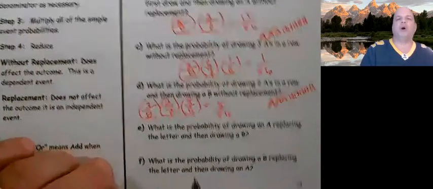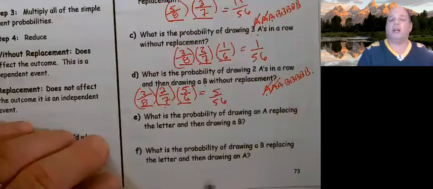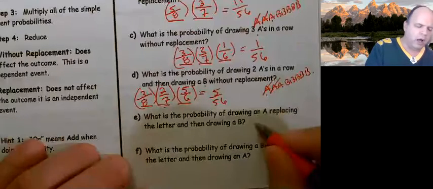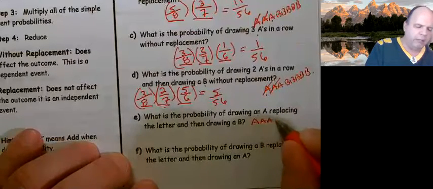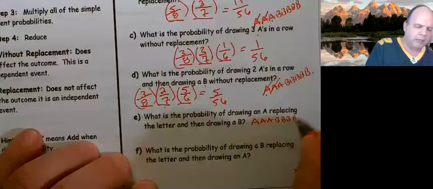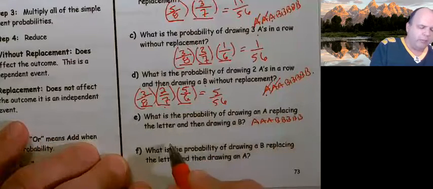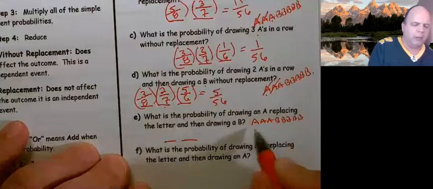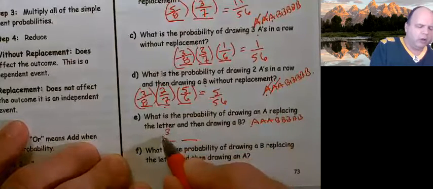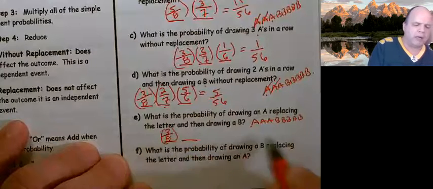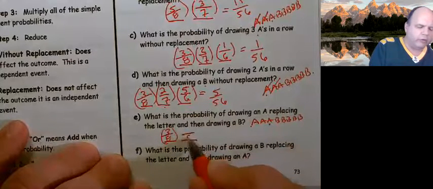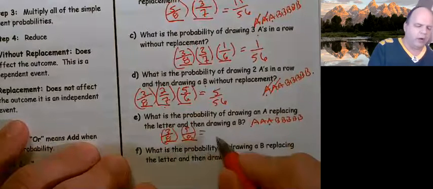What's the probability of drawing an A, replacing the letter, and then drawing a B? So A, B, B, B, B. So we're going to do 2 things. We're going to draw an A and a B. The probability of getting an A is 3 out of 8. But I put it back, so I still have all 8 letters, 5 of which are B's. So I have 15 over 64.